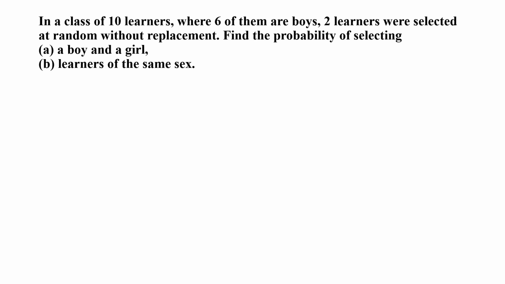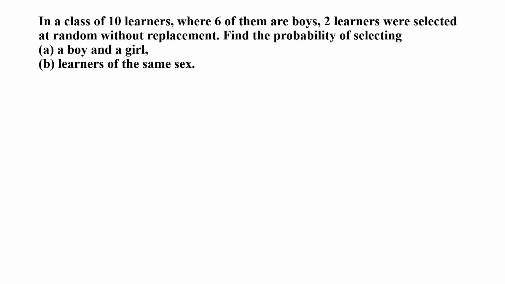Right, in this case we have 2 possibilities. It's either we select a boy or a girl. First of all, the total number of learners in the class is 10. 6 of them are boys, meaning 4 of them are girls. So, after selecting a learner, there is a possibility of selecting a boy and a possibility of selecting a girl. So we have 2 possibilities.